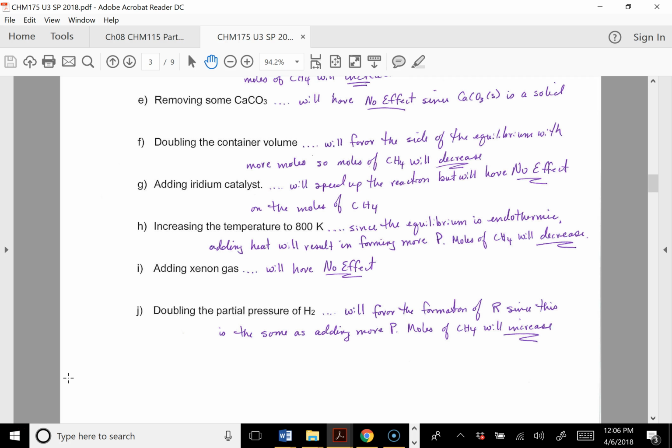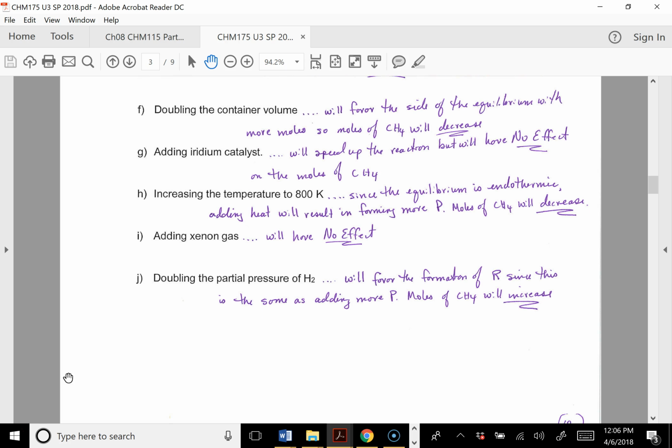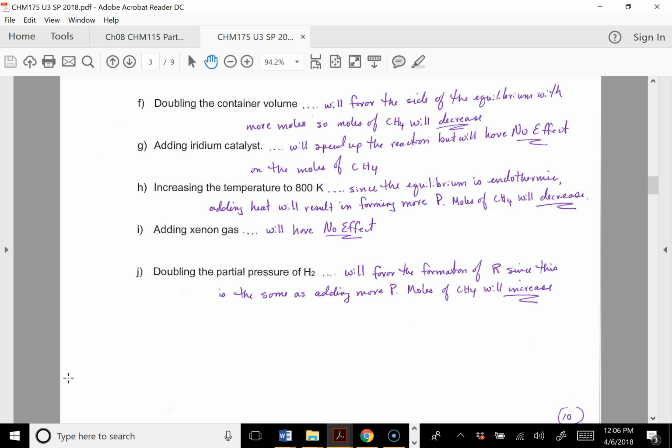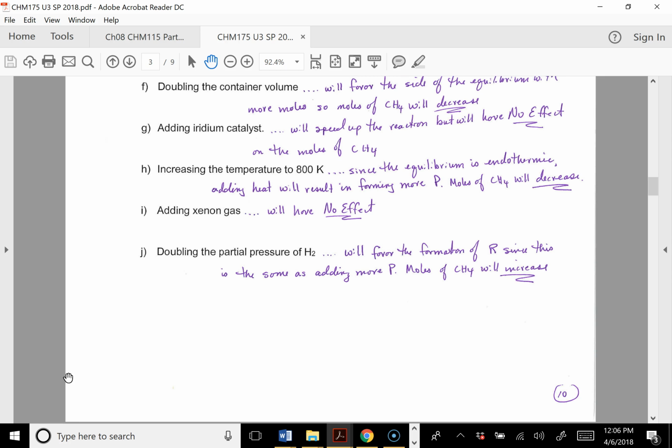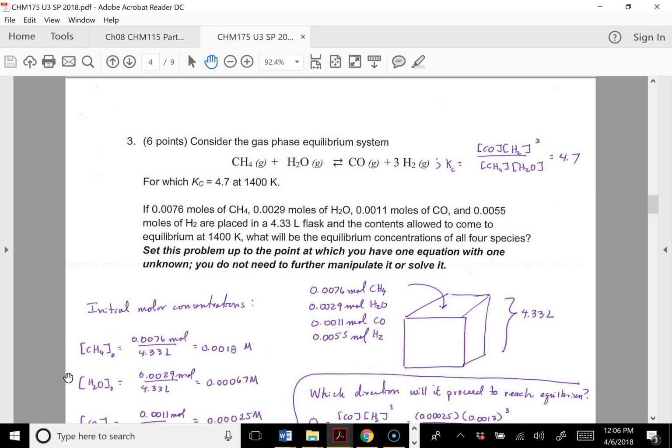For H, since this is endothermic, adding more heat will actually favor the formation of products, which will decrease your CH4. Adding an inert gas like xenon, I said neon, like xenon, will have no effect. Doubling the partial pressure of the H2 is like increasing the molarity of the H2, and so that will favor the formation of the reactants, which CH4 is one.